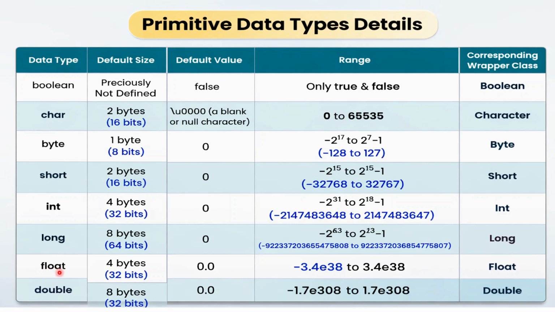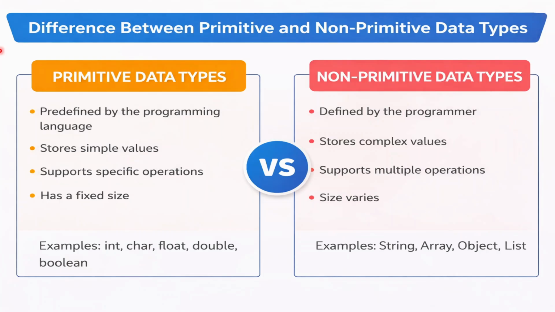Next data type is float, whose default size is 4 bytes, means 32 bits. Its default value is 0.0, and it ranges between minus 3.4 E38 to 3.4 E38. E means exponential number, and its corresponding wrapper class is float. So next data type is double, whose default size is 8 bytes, means 32 bits, and it also has default value of 0, and it ranges between minus 1.7 E308 to positive 1.7 E308, and its corresponding wrapper class is double.